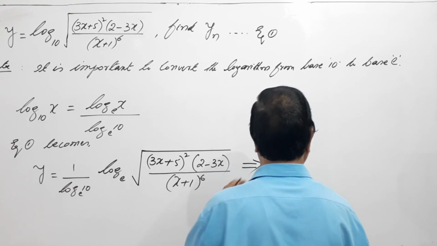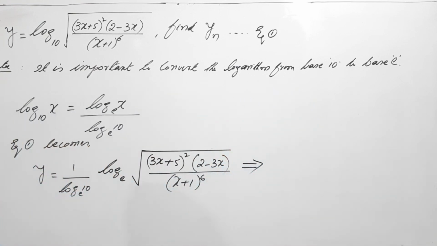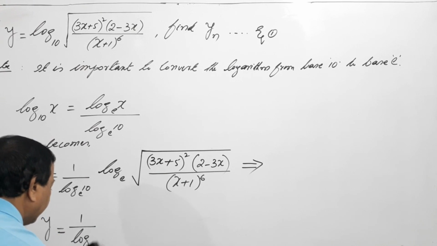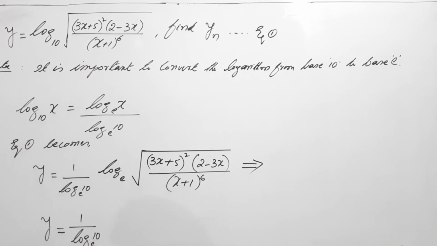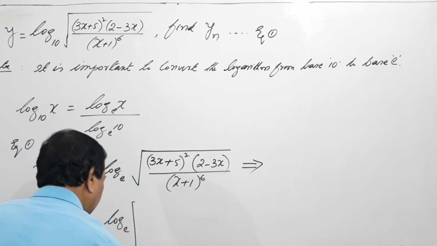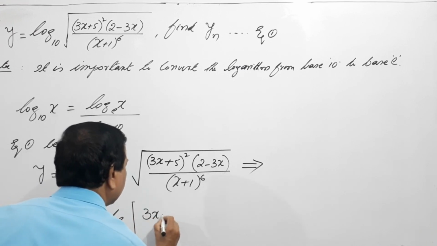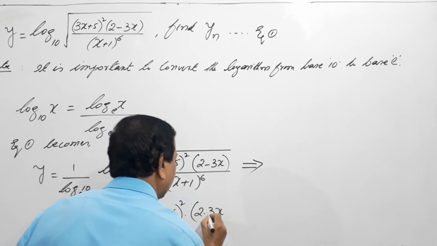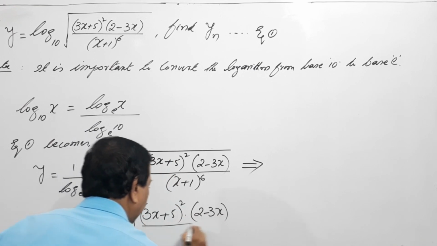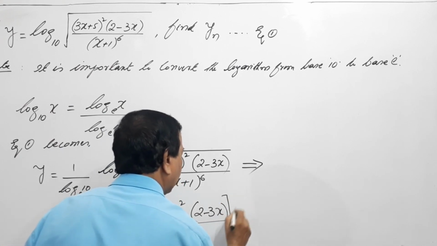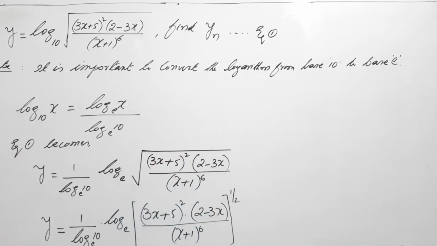y equals, this place is not sufficient, I will write it down: y equals 1 by log 10 to base e, into log to base e of ((3x plus 5) to the power of 2 into (2 minus 3x) divided by (x plus 1) to the power of 6) whole to the power half. So I'll rub this.